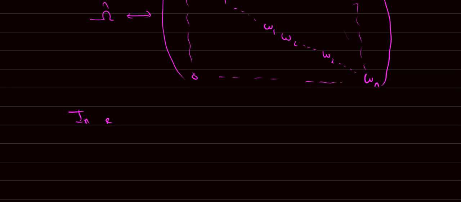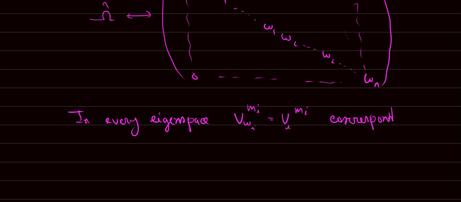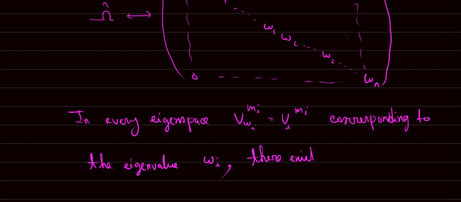So in every eigenspace denoted by this, corresponding to the eigenvalue I, there exists an infinity of bases, as we know this.